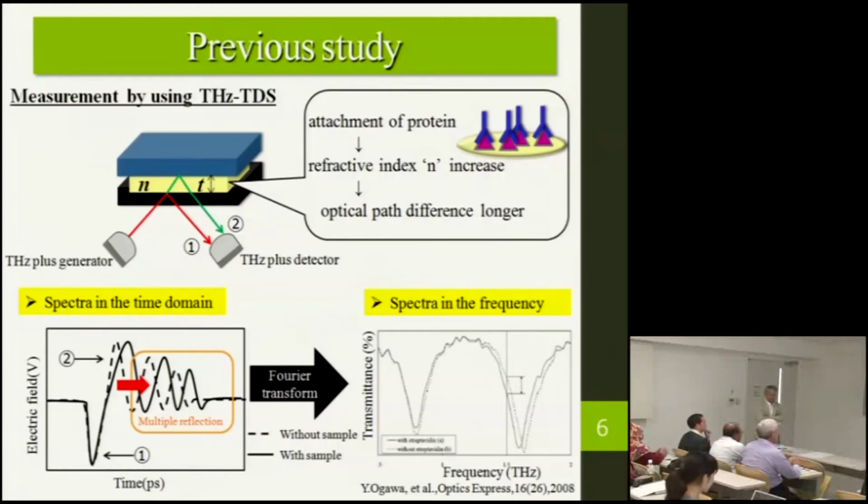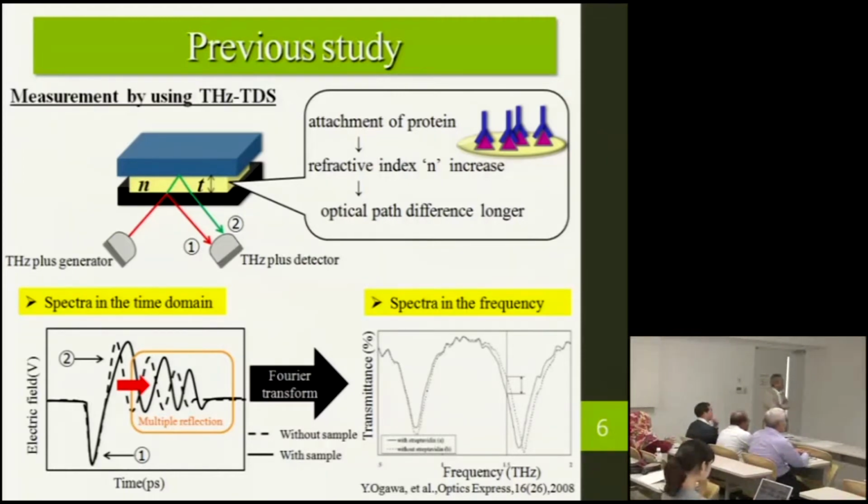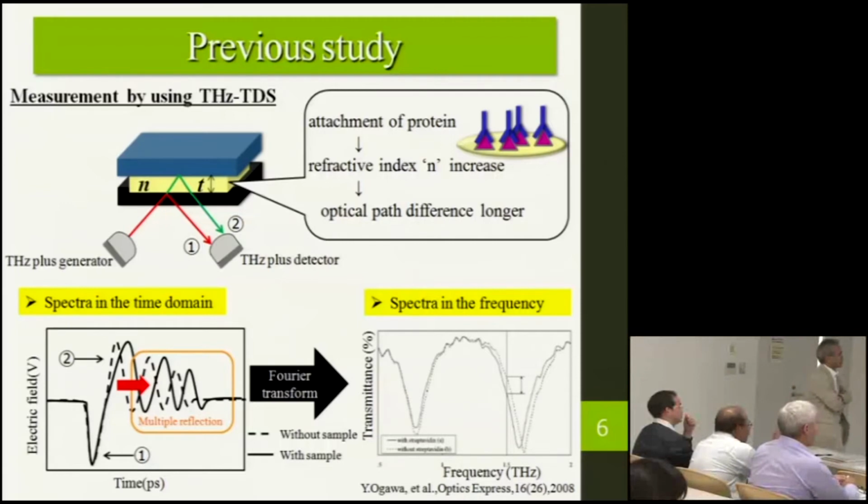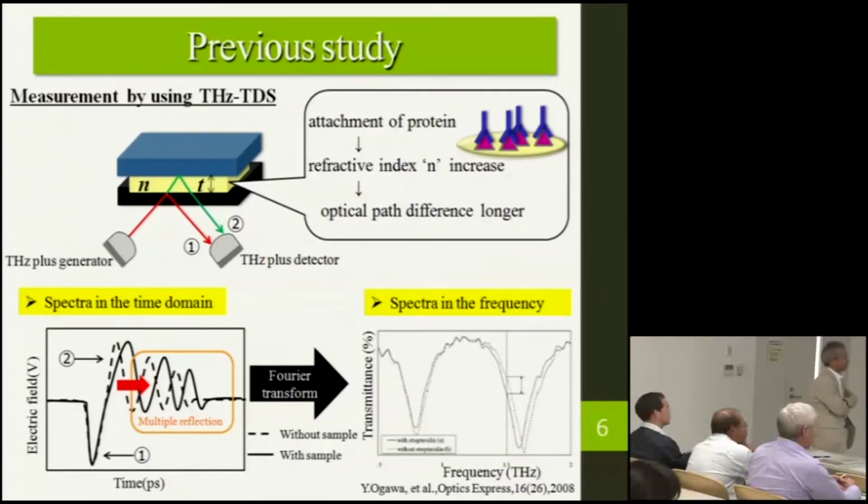I don't understand. Your diagram is showing reflectance, but the graph is showing the transmittance. Can you explain?